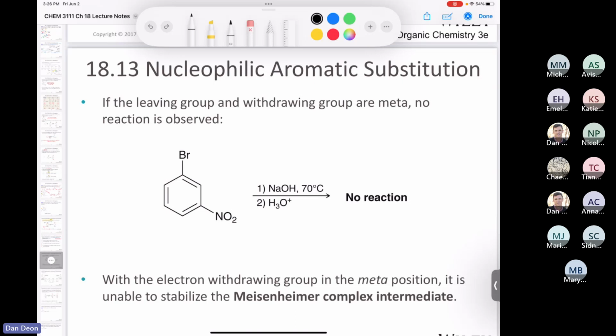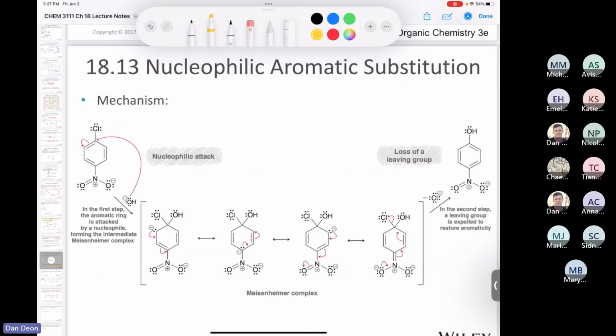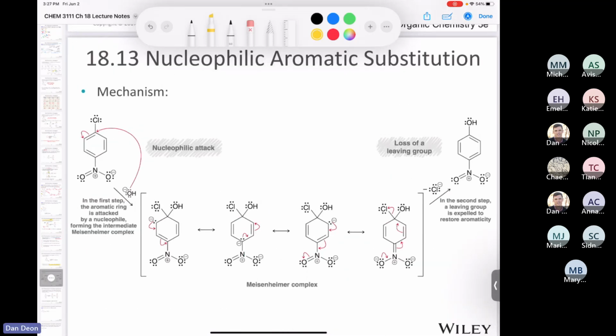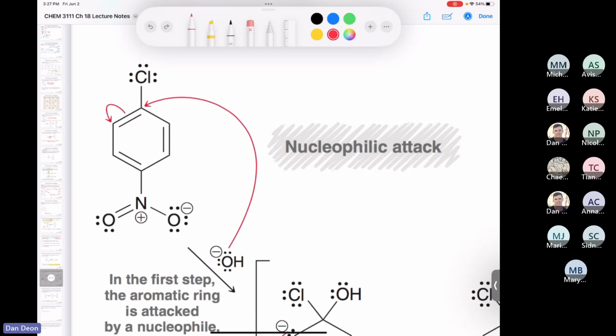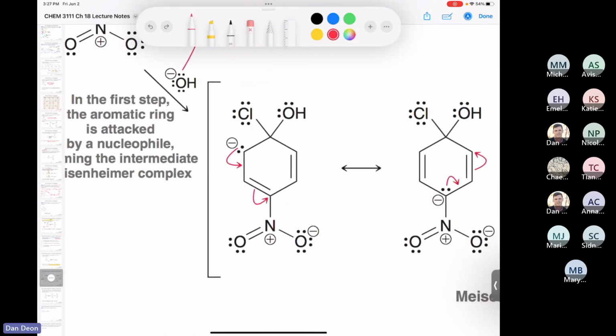So at the bottom it says, with the electron withdrawing group in the meta position, it is unable to stabilize the Meisenheimer complex intermediate. So you have to know what the Meisenheimer complex is. Are you ready? Here we go. Kind of an interesting mechanism here. When the nucleophilic attack occurs, you do not have an arrow that looks like this. It doesn't just cause the leaving group to leave. What it does is cause the pair of electrons in this pi bond to go into the ring, and then they can be delocalized, right?